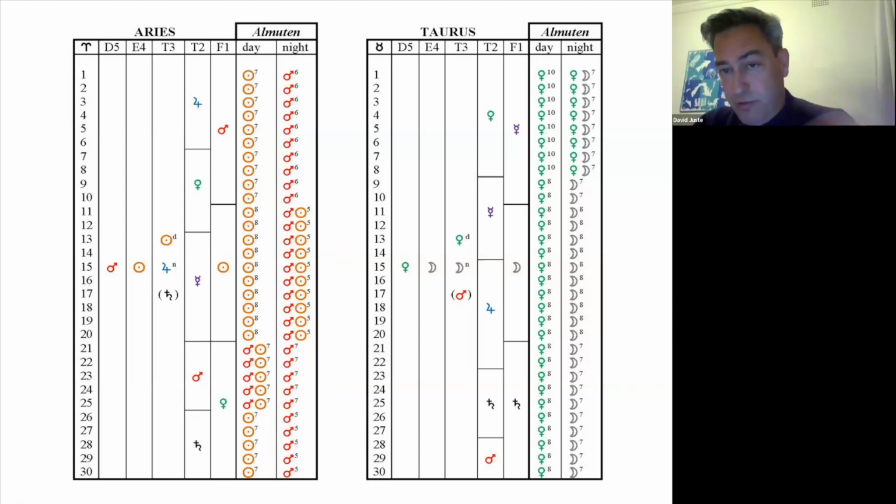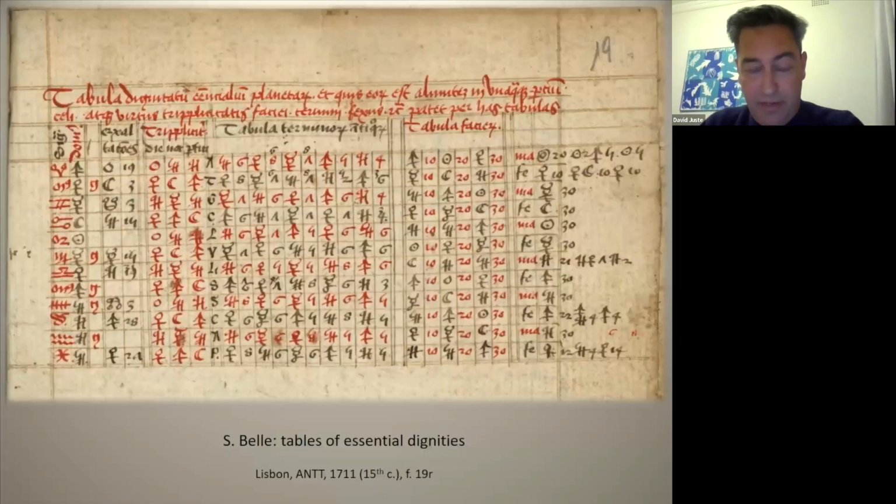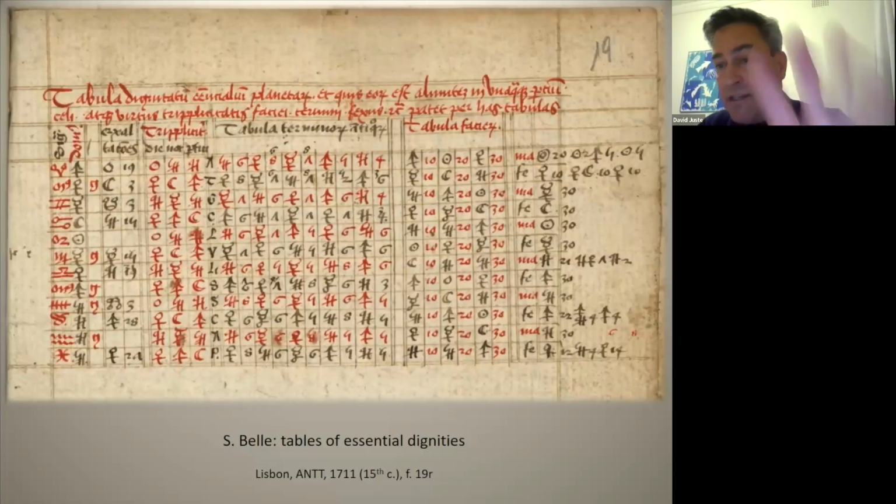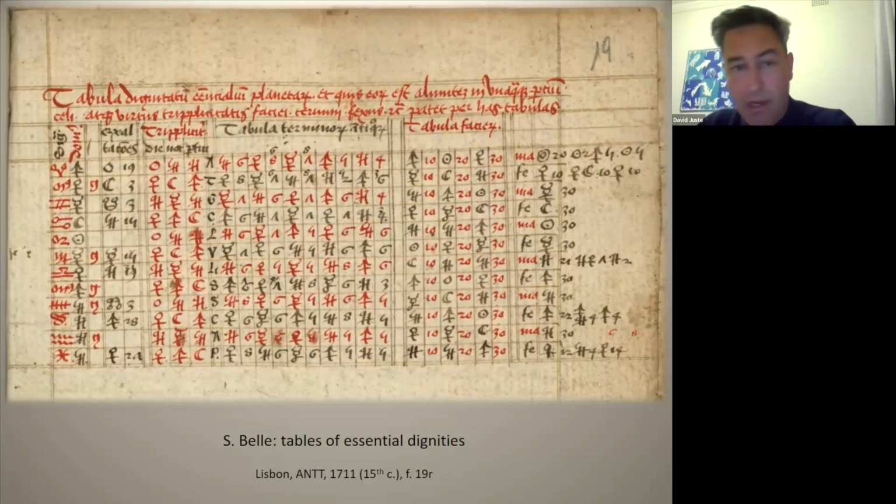I believe these tables would be easier to use than the tables of S. Bell. That kind of tables you have here in front of you, you find those in dozens and dozens of astronomical and astrological manuscripts, and there is little doubt that the main aim of those tables is the calculation of the Almuten, as it is clear in the case of S. Bell.